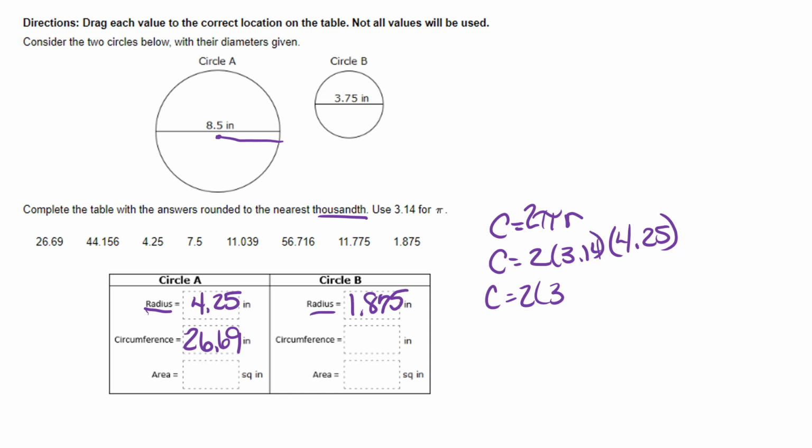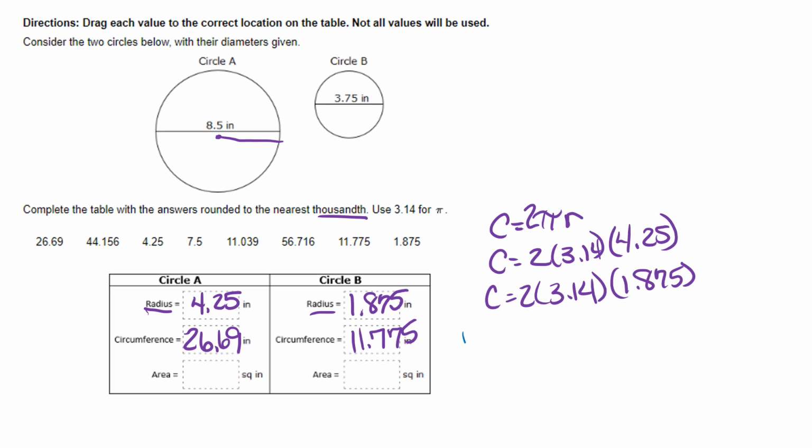And then now I'm going to do the second circle. 2 times 3.14, and then put in the radius of the second circle, circle B, 1.875. So 2 times 3.14 times 1.875, and I get 11.775. Then all we're left with is our area.